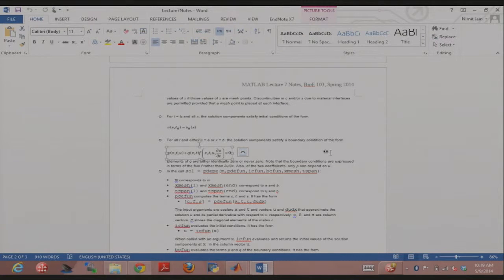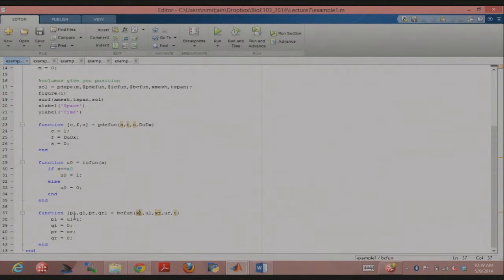And to set P equal to zero, my concentration at the left boundary is one. So I have to have P of the form UL minus one, or potentially one minus UL. Does that make sense? Questions about that? A bit of a confusing syntax. Hopefully you'll see more examples and it'll be clearer with that.